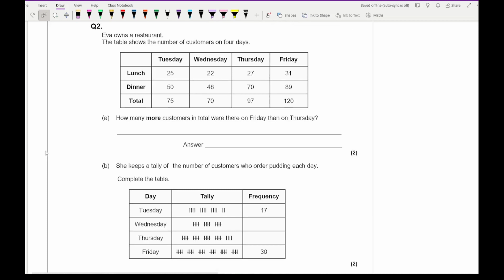The table shows the number of customers on 4 days, and the question says how many more customers in total were there on Friday than Thursday.